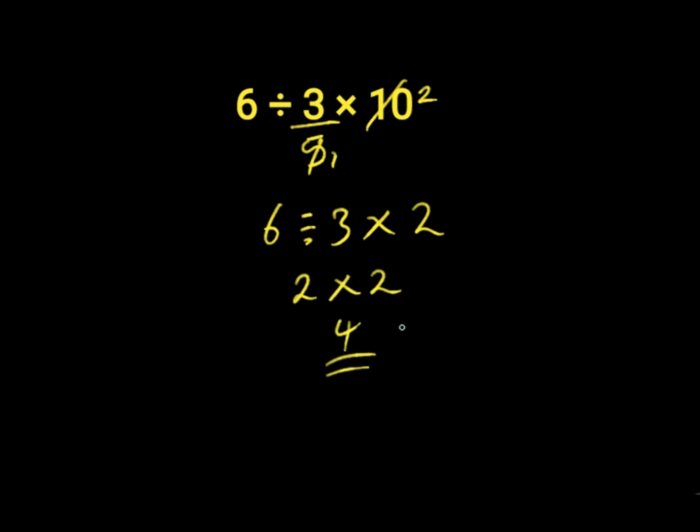4 is the wrong answer to this question because according to the order of operation, division and multiplication have equal priorities. So we have to work from our left to right, which is we have to solve our division first before solving our multiplication.